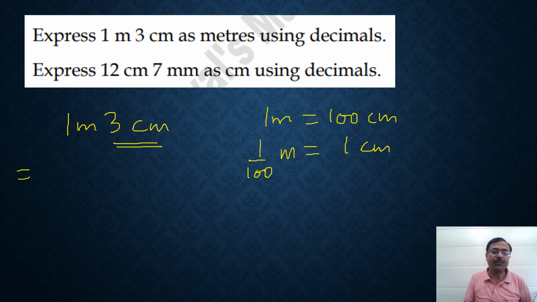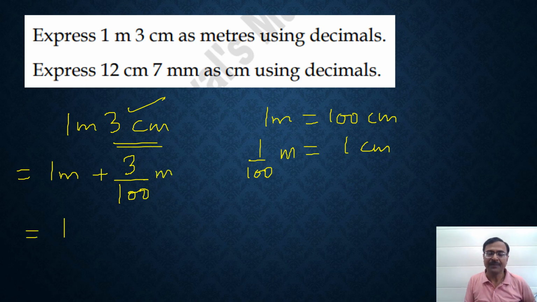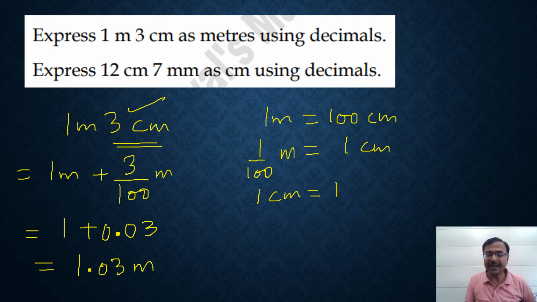And therefore 1 meter is clear, that's already in meters. And you just need to write what? 3 centimeters. And 3 centimeters is 3 divided by 100 meters. And you don't need to divide quantities by 100, that's pretty elementary. Put a decimal 2 digits from the right hand side. So 3, 0 and a decimal. You can put a 0 like this. This becomes 1.03 meters.